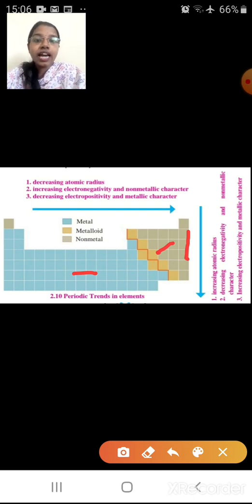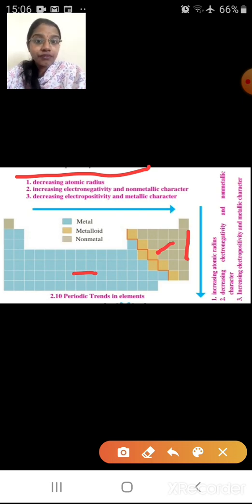Okay, and up you can see the 3 points are given. Decreasing atomic size, that is the radius, so size is also decreasing from left to right. Okay students, then increasing electronegativity and non-metallic character. Third point, decreasing electropositivity and metallic character. Okay students, did you understand this?